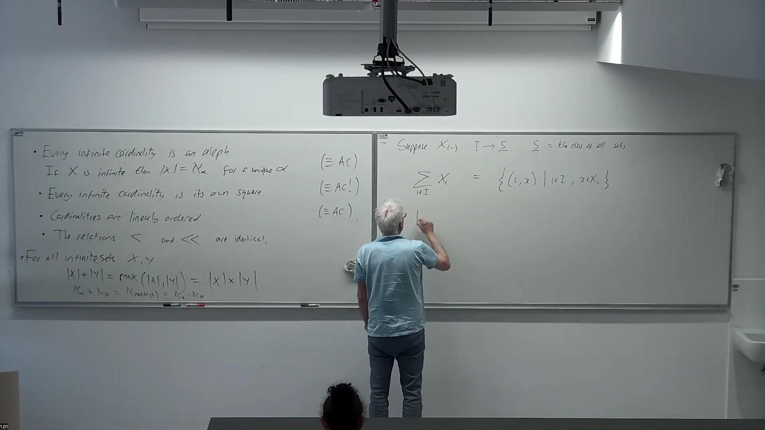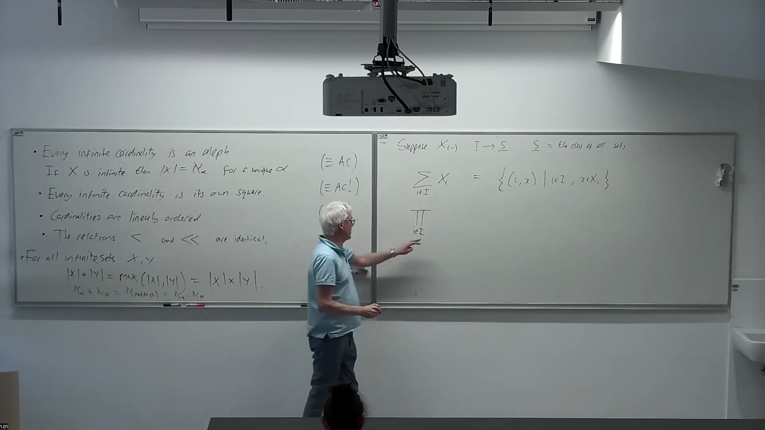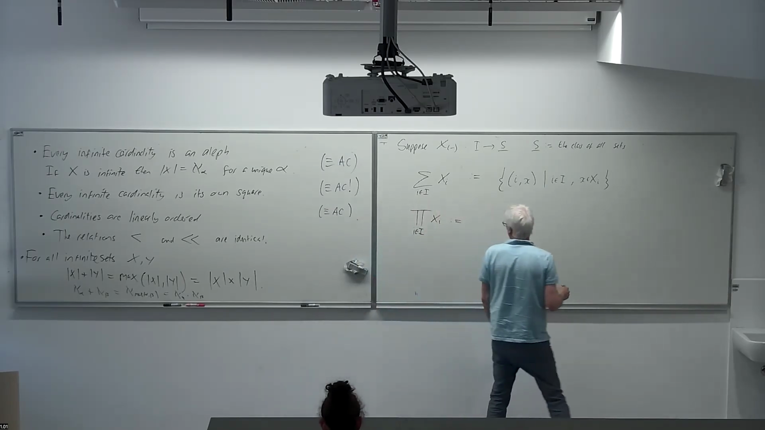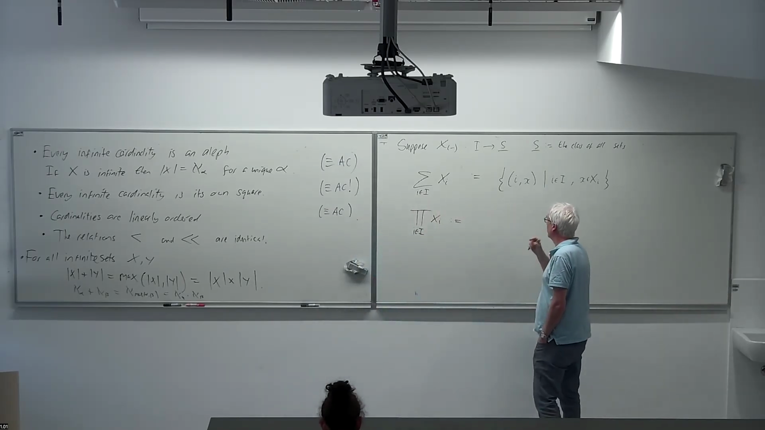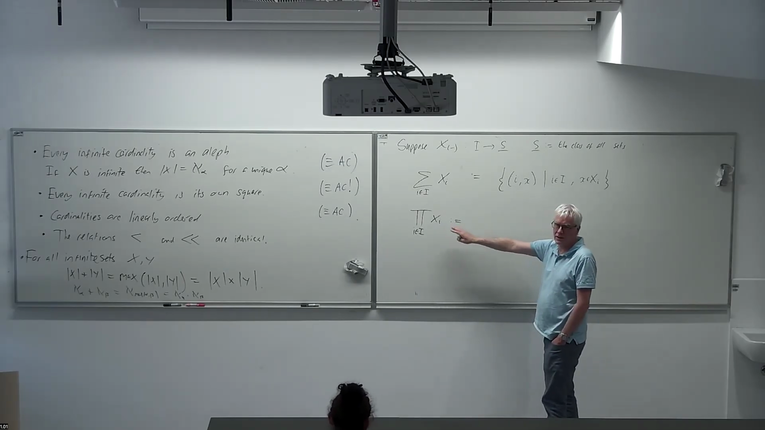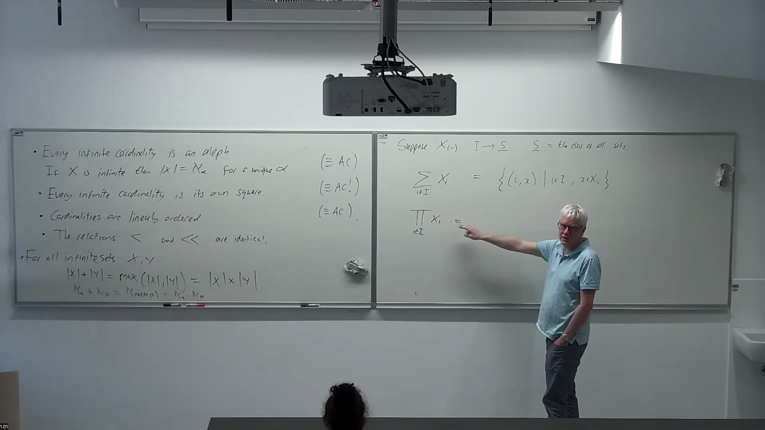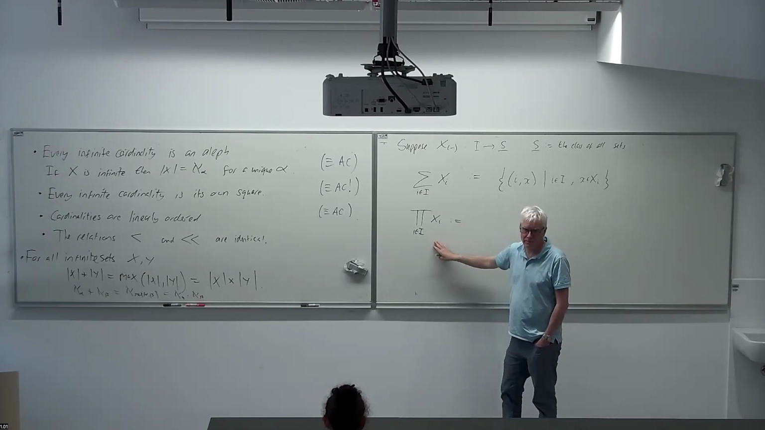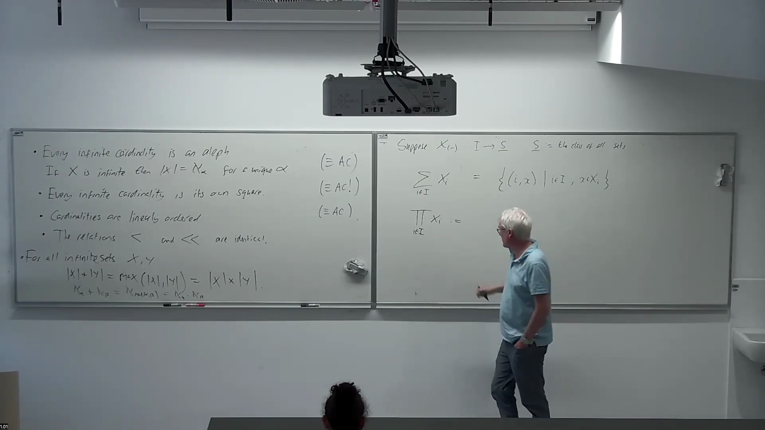And the product of the family of sets indexed by I, the index set I, Xi, is, we were using this last week, at one point, when we showed that the axiom of choice was equivalent to Cartesian product of non-empty sets is non-empty. This is exactly a Cartesian product of the family of sets.